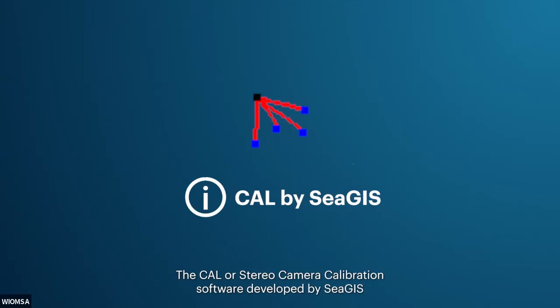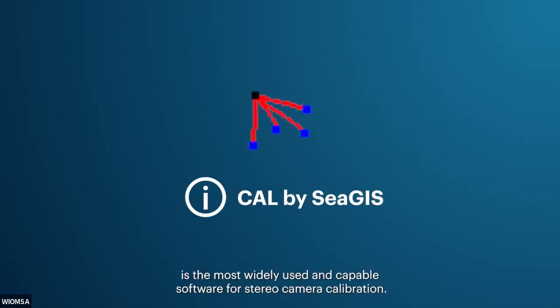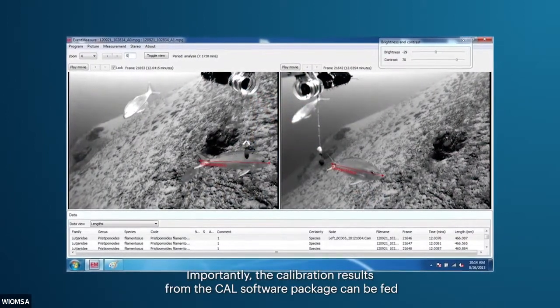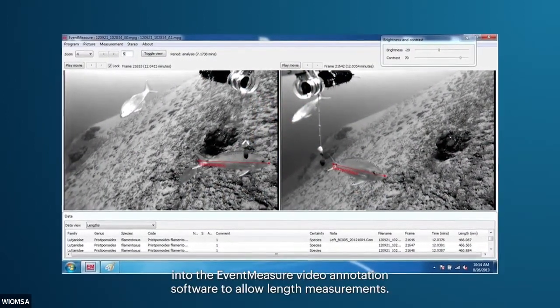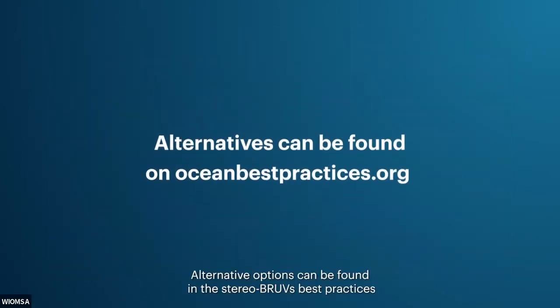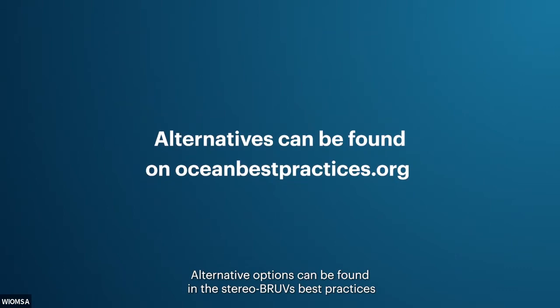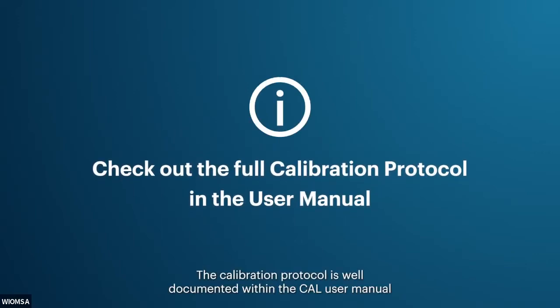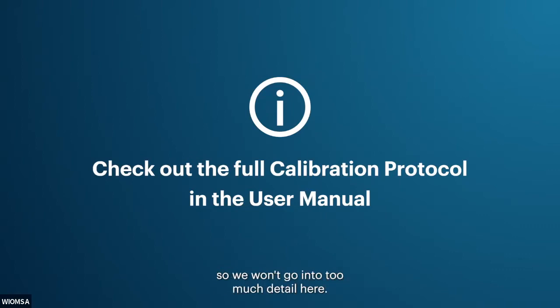The CAL, or Stereo Camera Calibration Software, developed by SeaGIS, is the most widely used and capable software for stereo camera calibration. Importantly, the calibration results from the CAL software package can be fed into the EventMeasure video annotation software to allow length measurements. Alternative options can be found in the stereo BRUVs best practices on the Ocean Best Practice System website. The calibration protocol is well documented within the CAL user manual that can be accessed via the software interface, so we won't go into too much detail here.